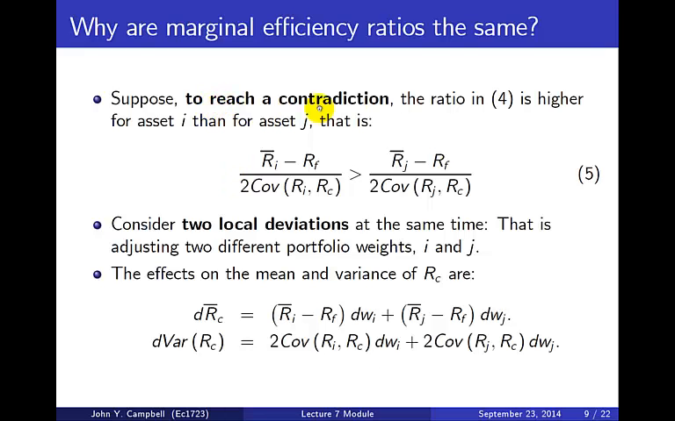Let's now look at that a little bit more carefully. Let's try to reach a contradiction. So let's suppose that the ratio in equation 4 is higher for one asset, asset I, than for another asset, asset J. So in other words, suppose we had an inequality here where this ratio is bigger than this one. Well, then what we could do is make 2 local deviations at the same time. We could adjust 2 different portfolio weights I and J. And the effects on the mean and the variance would be just given by the derivatives times the changes in weights. All right, so the effect on the mean would look like this with these linear effects. And the effect on the variance would look like this with, again, linear effects proportional to covariances.